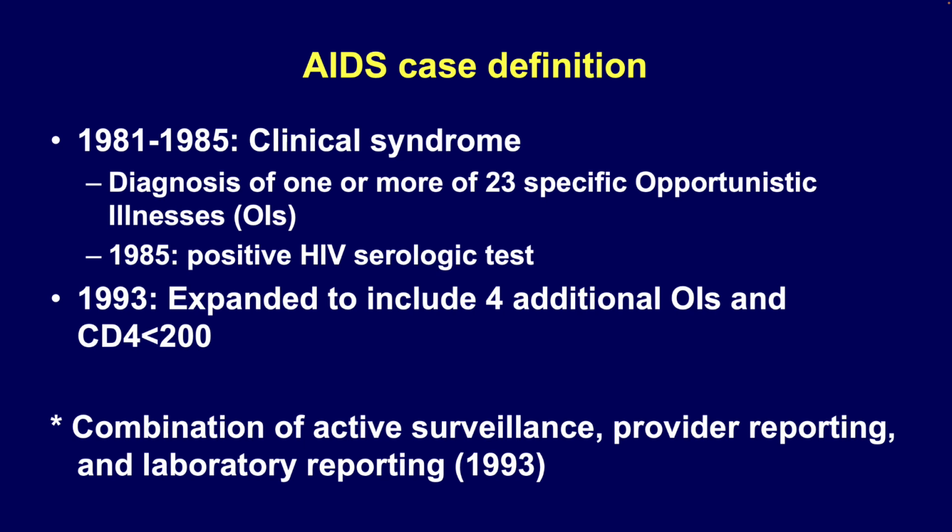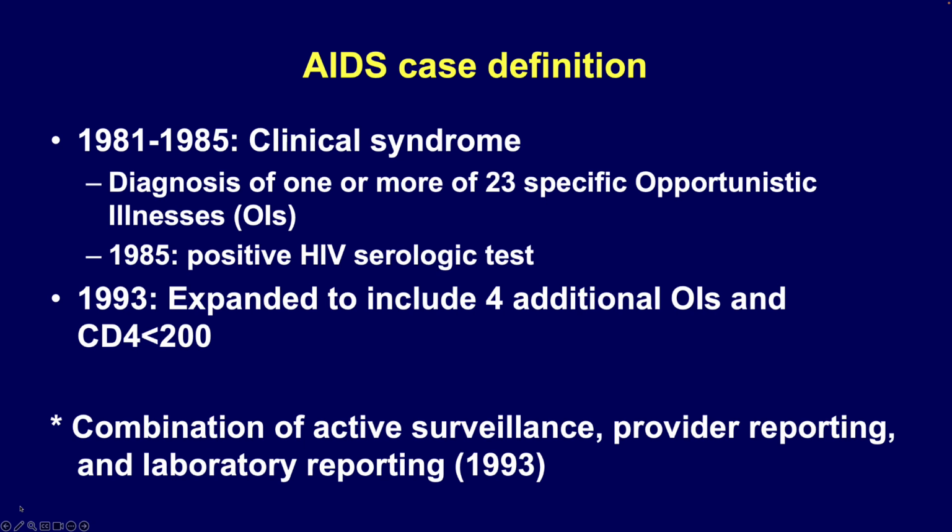So to assess the scope and monitor the outbreak, the CDC urged health departments to conduct case finding using the clinical case definition here, which was used from 1981 to 1985. It was primarily a clinical syndrome which included the diagnosis of one or more of 23 specific opportunistic illnesses. In 1985, that case definition could begin incorporating the serologic test that was developed after the causative agent of HIV was identified. A positive serologic test meant that a person was infected with HIV sometime in their past.